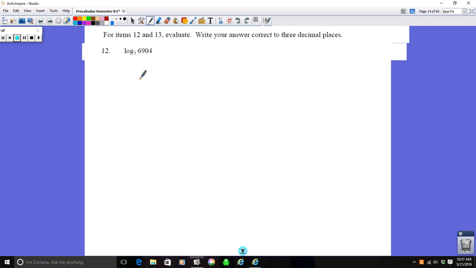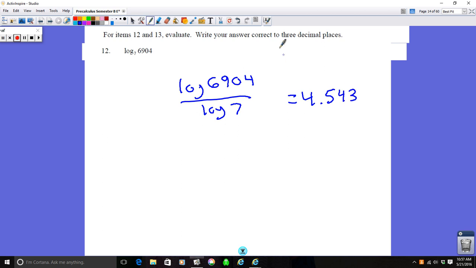Number 12 and 13. This is a calculator problem. You notice no calculator has gone away, and so the expectation is that you use the calculator. And the very newest calculators, you can put that in directly. Everybody else is going to have to use a change of base and put it in as log of 6904 divided by log of 2, so use the log button. And that's going to give you 4.543. And it says pay attention to the directions. On this entire exam review, finally, second semester, they got this consistent. Everything's rounded to 3 decimal places. We have to take off when you're not rounding correctly.